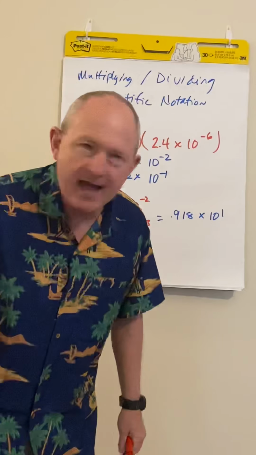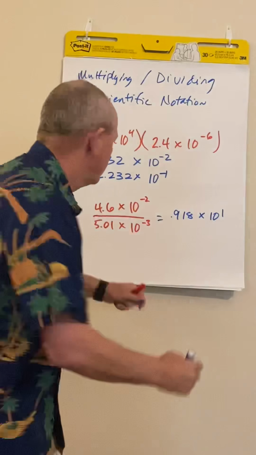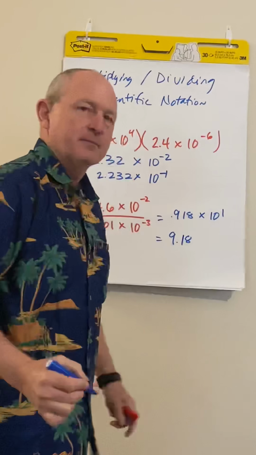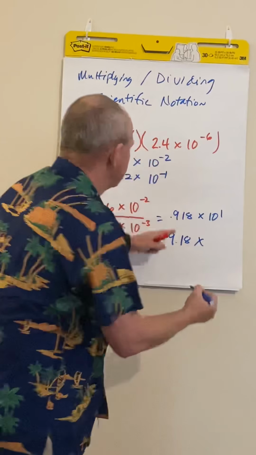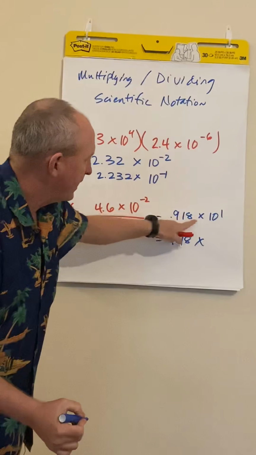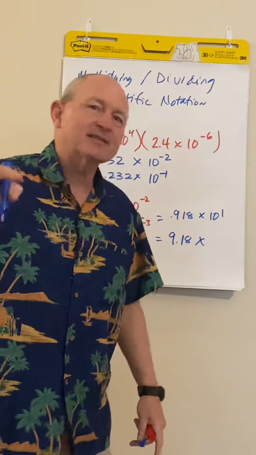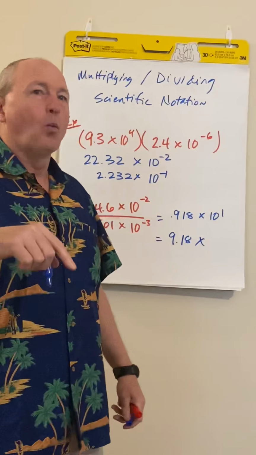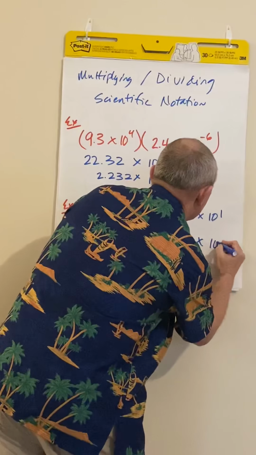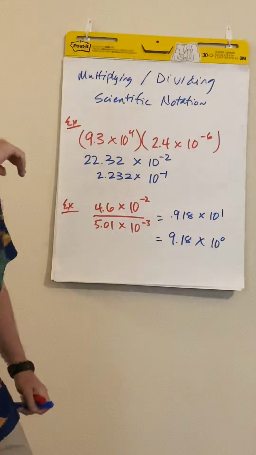However, 0.918, that's not a number between 1 and 10. So I got to change that to 9.18. And in this case, I made this decimal number greater. So I got to make this exponent less. So I got to go 1 less than 1. 1 less than 1 is 0. So that's how I would write that answer in scientific notation.